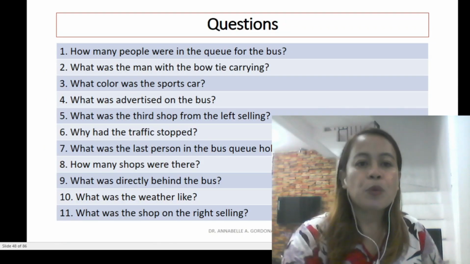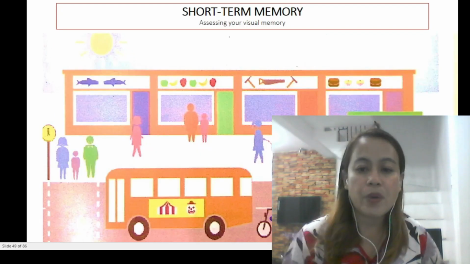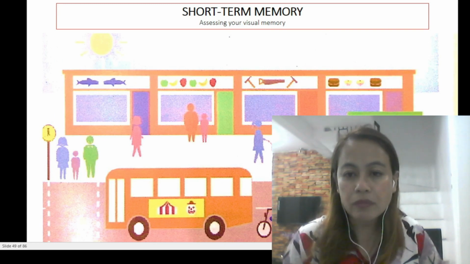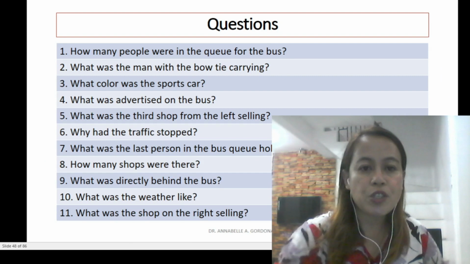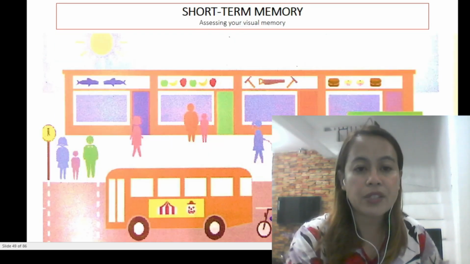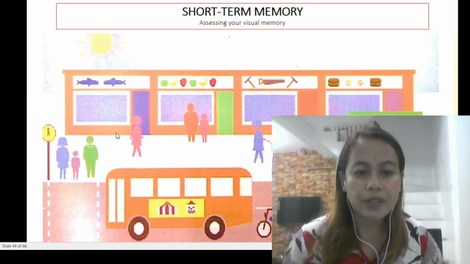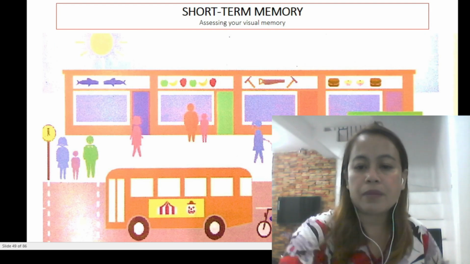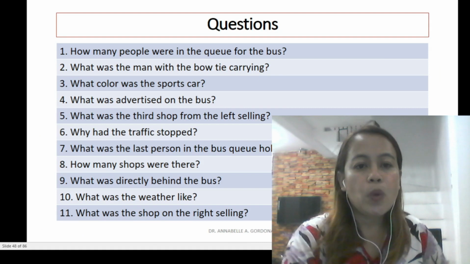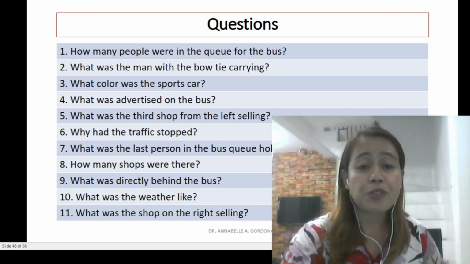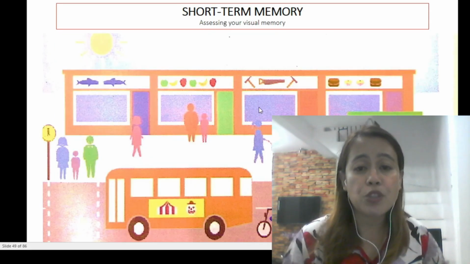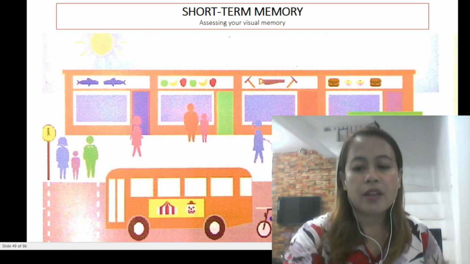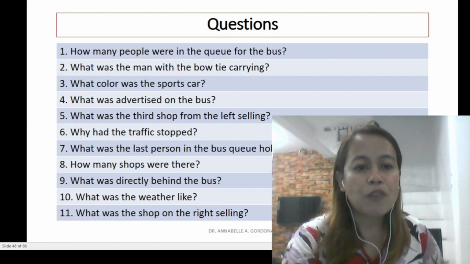Another one. What color was the sports car? So it's blue or violet. So it's here. Sorry. And then the other question, what was advertised on the bus? So it's circus. Okay? It's circus or carnival. And the next one, what was the third shop from the left selling? So 1, 2, 3, tools, or hardware.